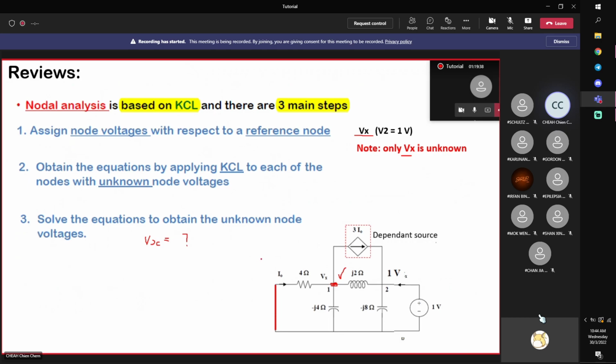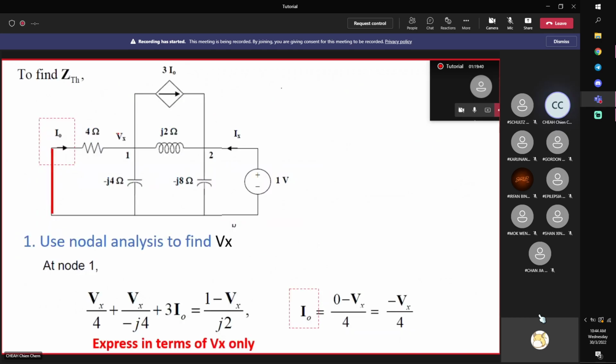So this is what I'll do. This is Vx, right? And this is known. This is 1 volt, so I need not do anything here. Taking Kirchhoff current law at node 1, I can write down 4 currents.